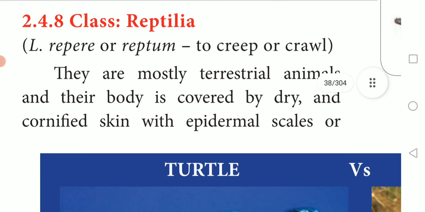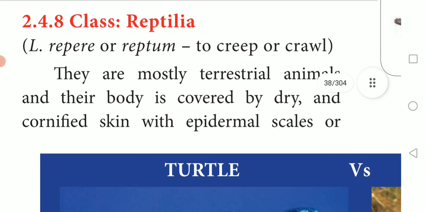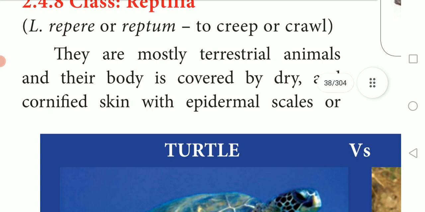Examples: toad, frog, tree frog, salamander, and limbless amphibians. These are the examples, and they have given the images, you can go through them. The next topic is class Reptilia. That's a Latin word, from reptum, meaning to creep or crawl.